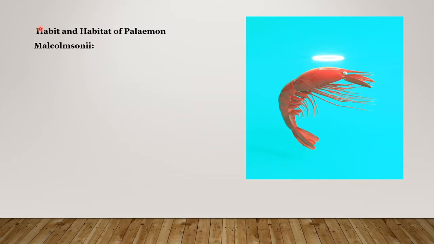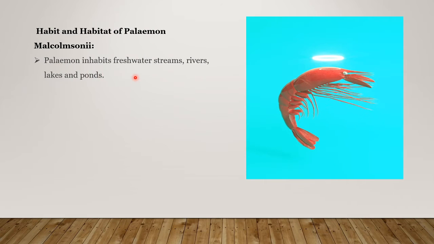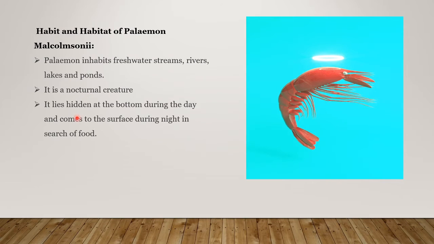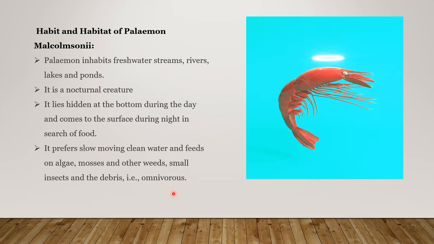Now let's see the habit and habitat of prawn or Palaemon. Palaemon inhabits freshwater streams, rivers, lakes and ponds. It is a nocturnal creature. It lies hidden at the bottom during the day and comes to the surface during night in search of food. It is an omnivorous animal, that is, it feeds on algae, mosses and other weeds, small insects and the debris.